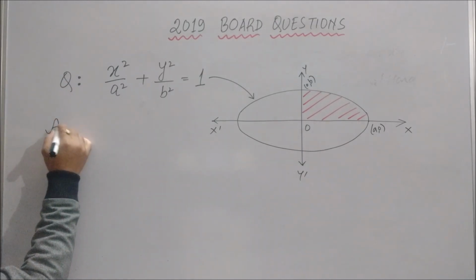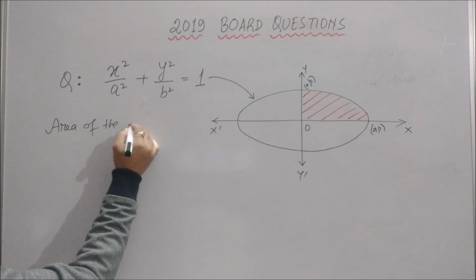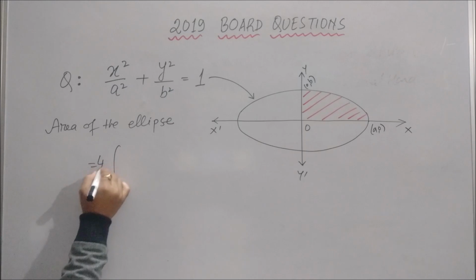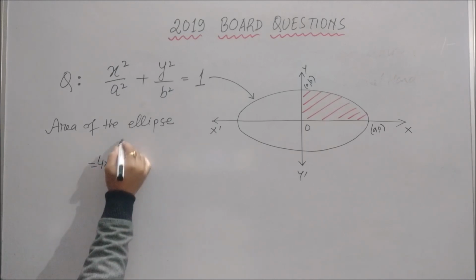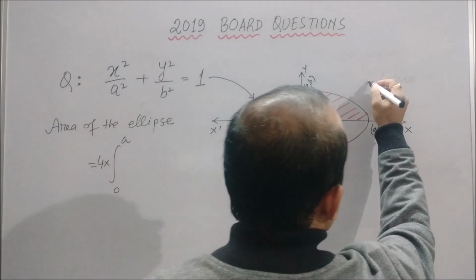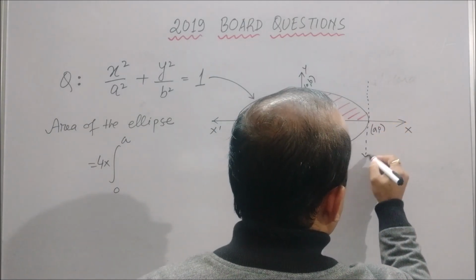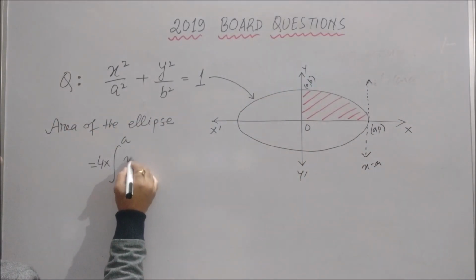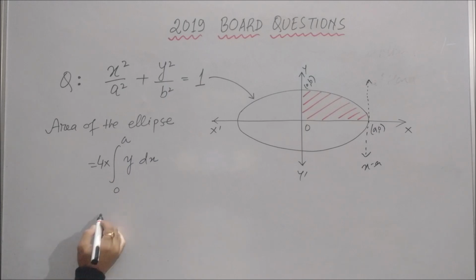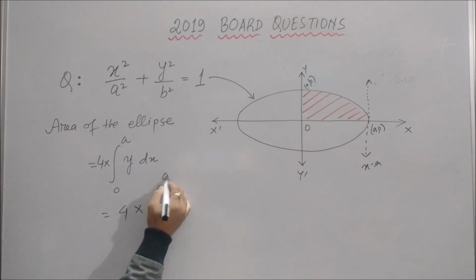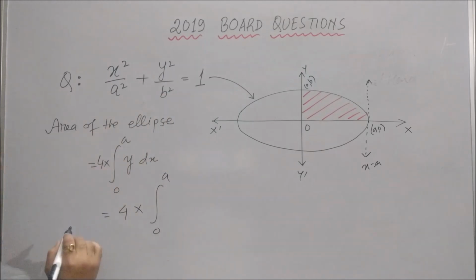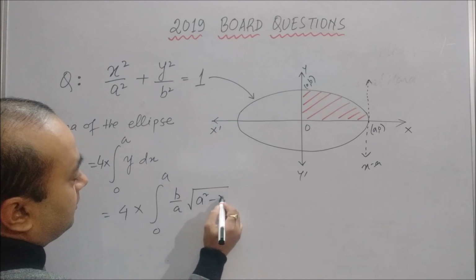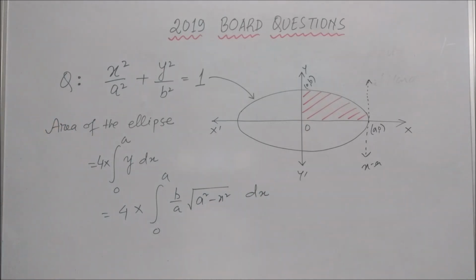So area of the ellipse equal to 4 into 0 to a. Why 0 to a? Because this ordinate at this point will be x equal to a. So 0 to a y dx. So 4 into 0 to a, the ellipse expression from here we can find out as b by a square root of a square minus x square dx.